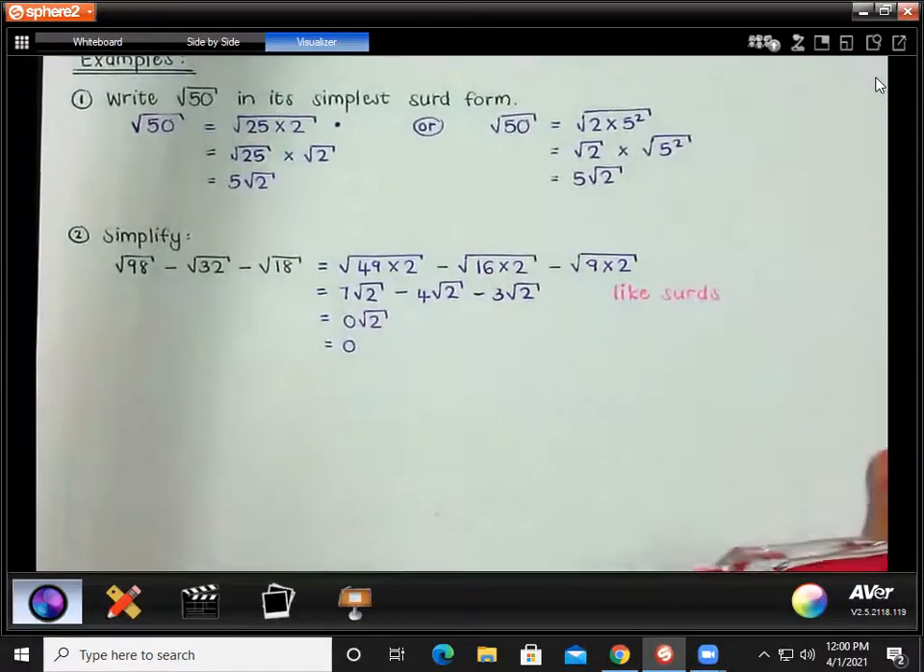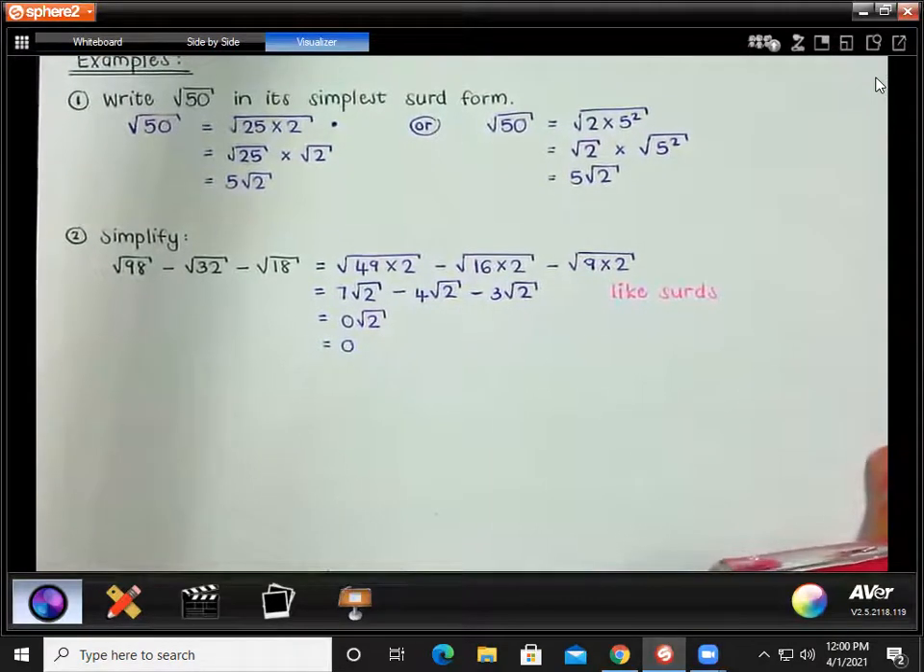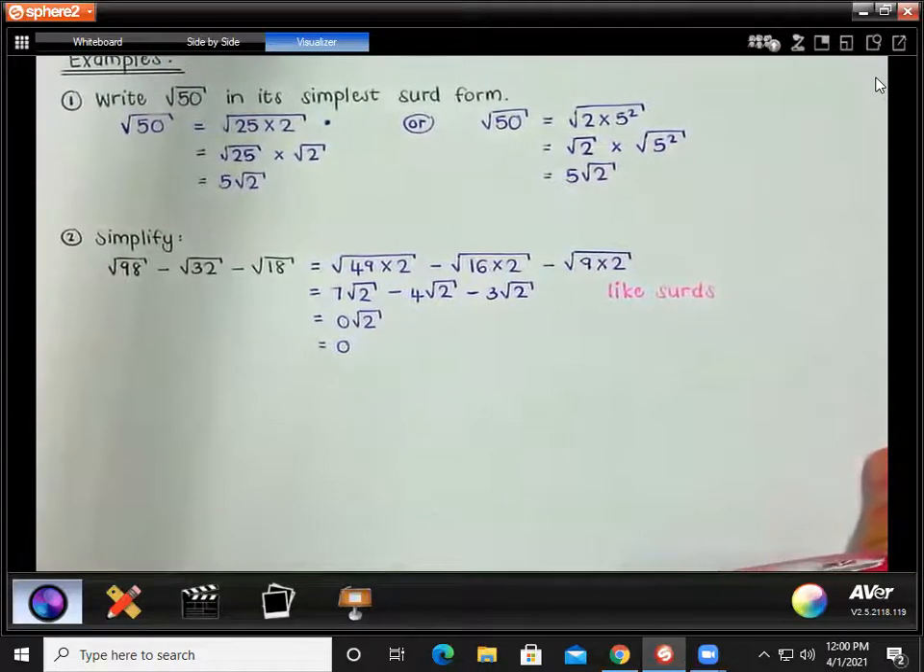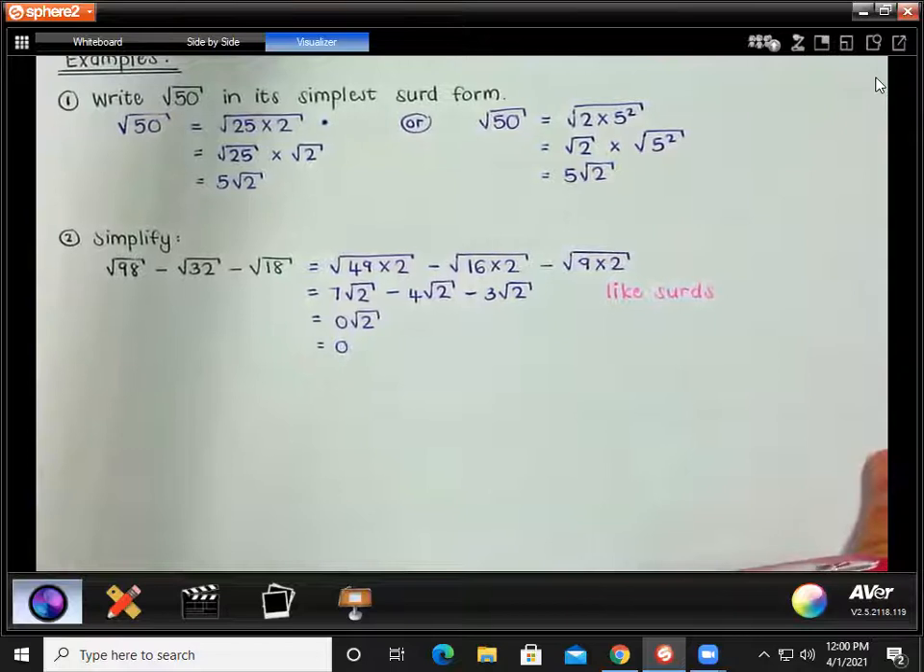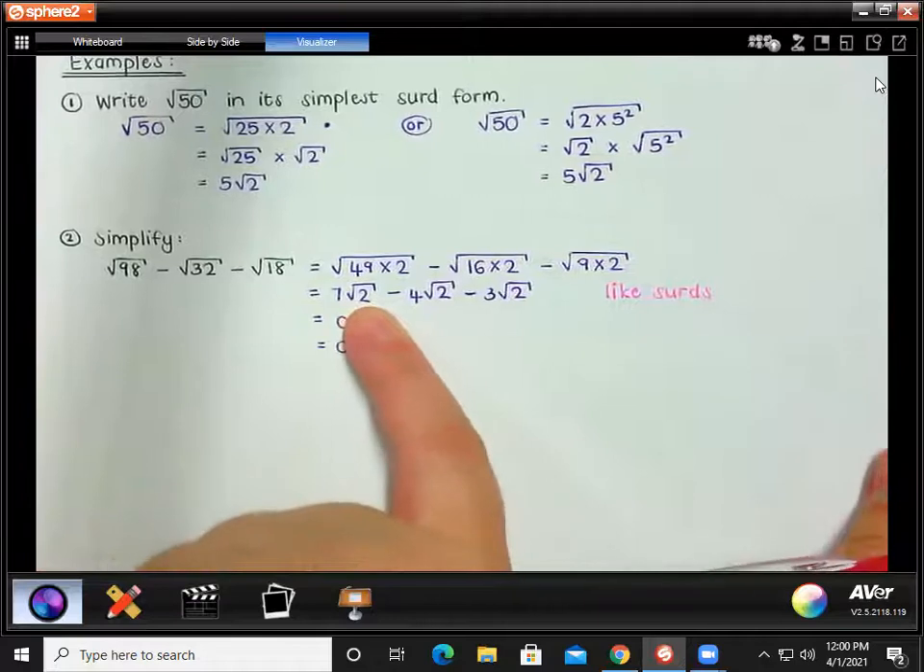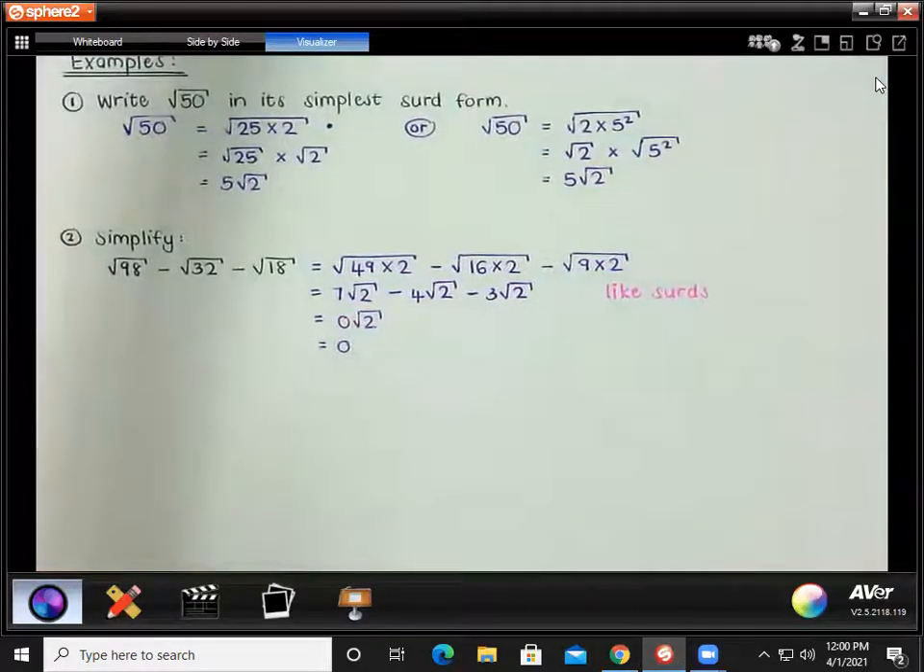And guys, if they weren't like surds, so if you had a square root and a cube root, for example, you couldn't add or subtract those. Or if you had the square root of 2 and the square root of 3, those also wouldn't be like surds, so you also couldn't add or subtract them. It has to have the same root and the same number in that root. It might come up in the homework that I'm going to give you. So if there's a root 2 and a root 3, you can't add or subtract those. Just keep that in mind.